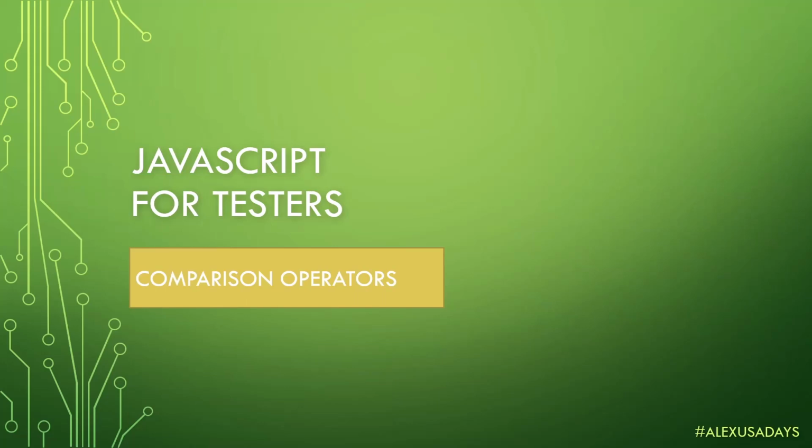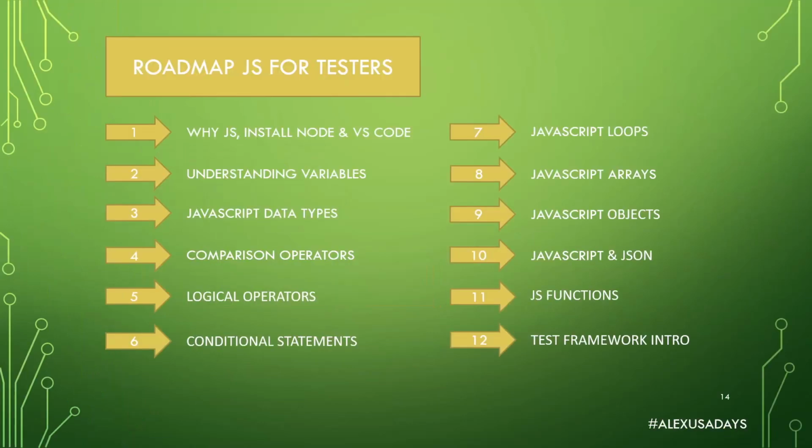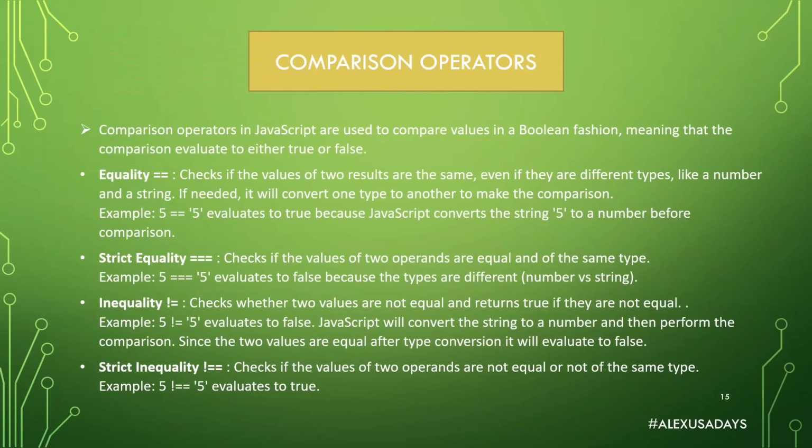So we're continuing with JavaScript for testers, and today we're going to talk about comparison operators. Now we are at module 4, so after we're done with comparison operators, we're going to move to logical operators. So in JavaScript, comparison operators are used to compare values in a Boolean fashion, meaning that the comparison evaluates to either true or false. First one is equality, so two equal signs.